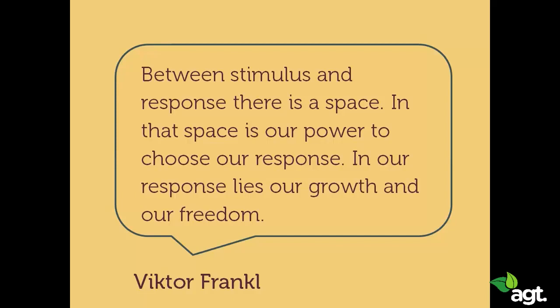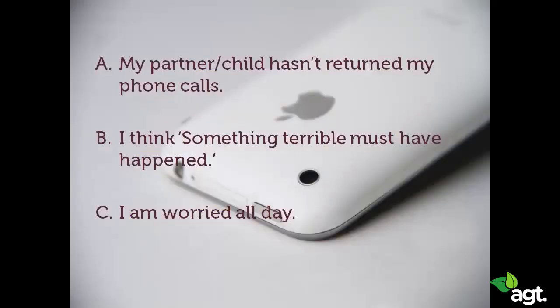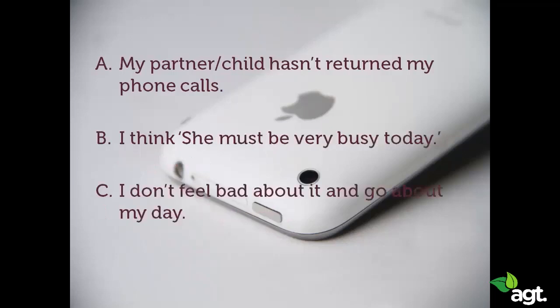In order to understand the ABC better and how we can change it, let's take a closer look at two ABC chains and how we can react differently to the same situation. Here, the situation is my partner or my child or a good friend of ours, whoever, hasn't returned my phone calls. This is the adversity. As a result, I form a certain belief about it. In this case, I think something terrible must have happened. And the consequence is that I'm worried all day, that I'm feeling anxious, something might have happened because they're not returning my phone calls. Here another ABC chain with the same adversity.